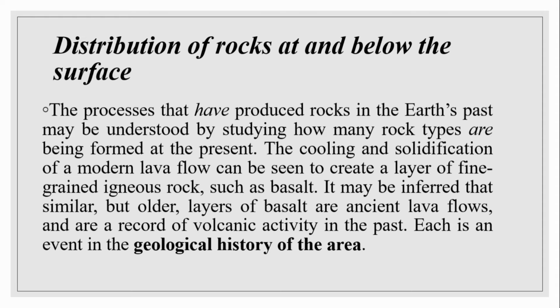The cooling and solidification of a modern lava flow can be seen to create a layer of fine-grained igneous rock, such as basalt. It may be inferred that similar, but older, layers of basalt are ancient lava flows and are a record of volcanic activity in the past. Each is an event in the geological history of the area. Each different rock type is a record of a past event, and the sequence of events may be inferred using the principle of superposition.